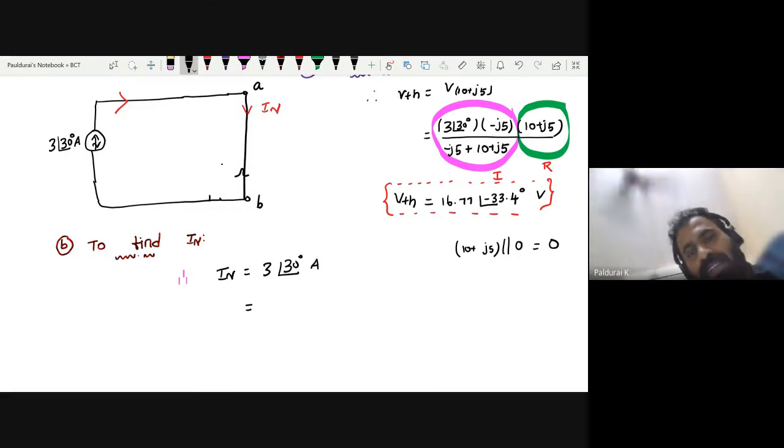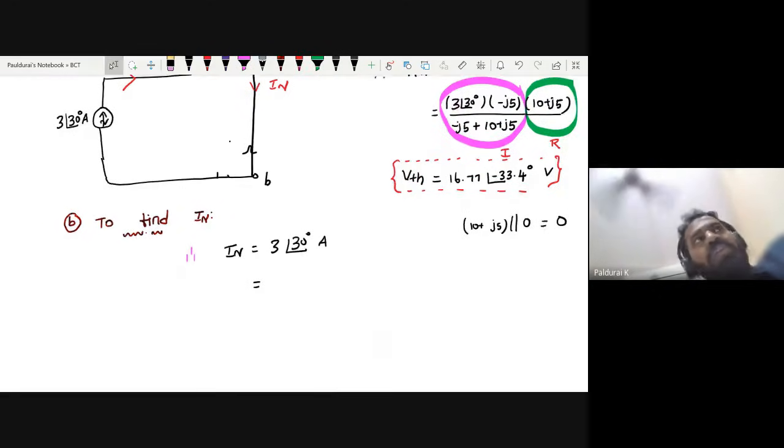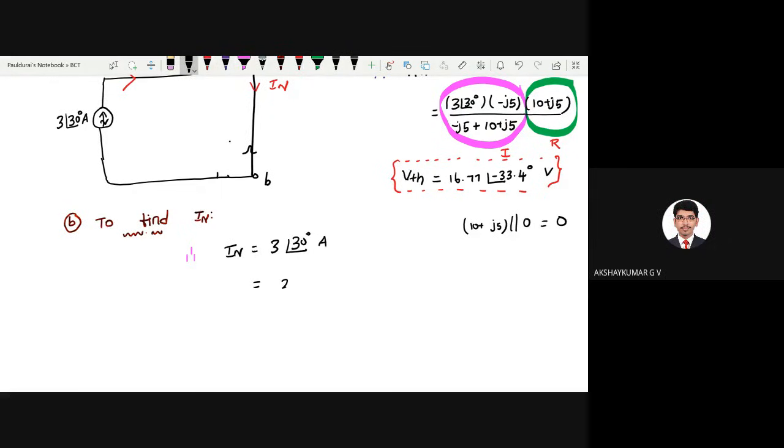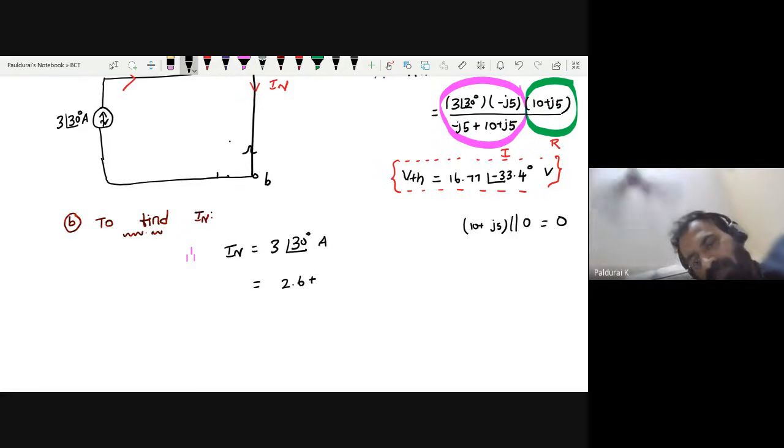I hope you enjoyed this circuit, right? So let me know the value for IN in terms of rectangular form. Sir, 2.5... 2.6 plus... Can I take 1.5, sir? Yeah, very good. Unit is very important.